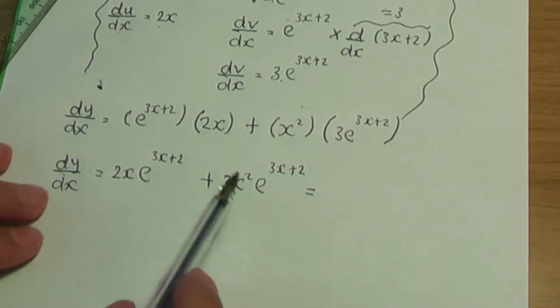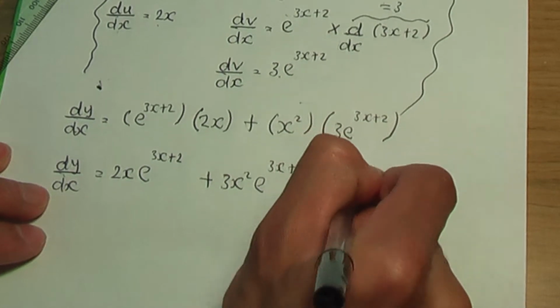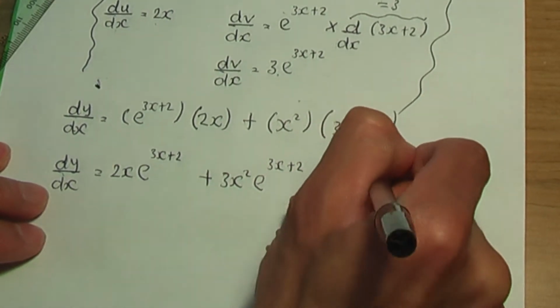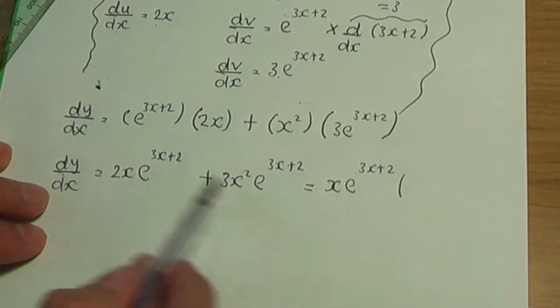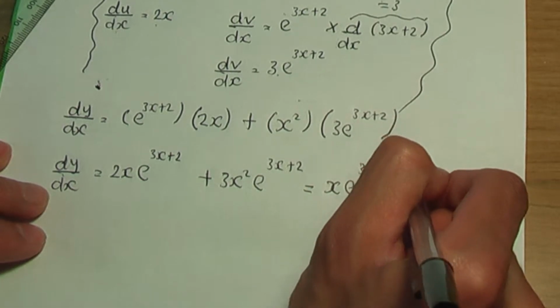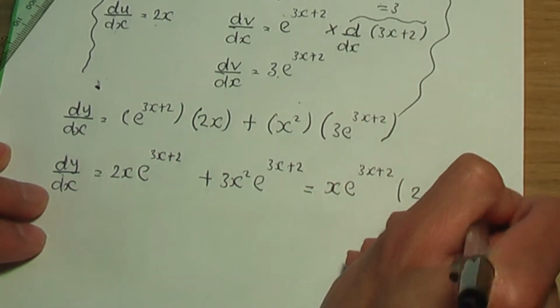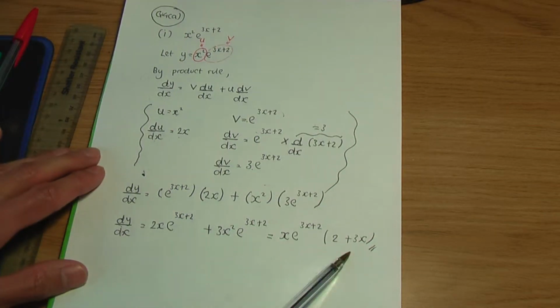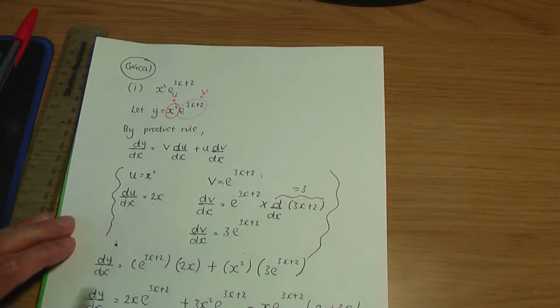Now what I'm going to do is I'm going to factorise this. So if I take a common factor of x e to the power 3x plus 2, as this term is common to both of these, I should be left with 2 plus 3x in the bracket. So that should be the solution to the derivative of this term in part 1.